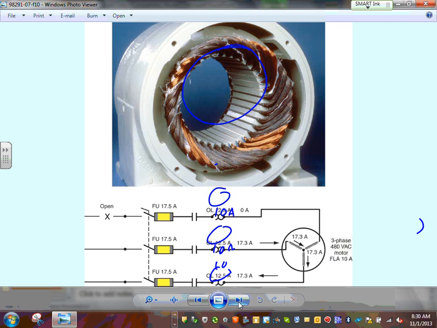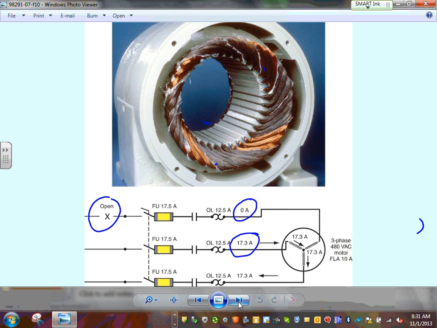Now single phasing. Can you guys see now, Excel? Let's blame Brian. He went and one of the fuses opened and the other 2 fuses are still in. Cool. Now look at what happened. This is carrying 0 amps. This will carry 17.3, 17.3 to compensate for the loss of this amp. Now these are overloaded. If you don't have overload protection, guys, look what happened.